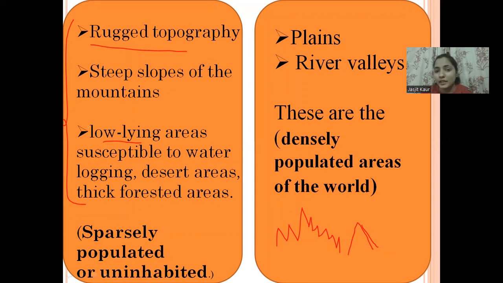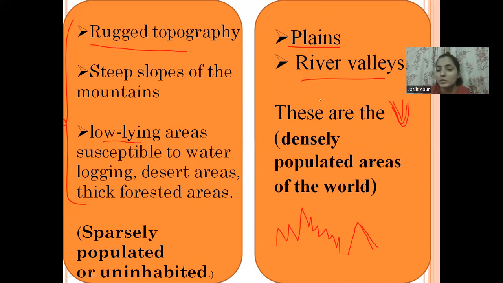Whereas on the other side we have plain areas and river valleys. River valley means the area which is located near the river. These areas are very densely populated, meaning a large number of people prefer living in them. Why is it so? Because in plain areas it is easy to construct houses, easy to make roads, and easy to do agriculture.